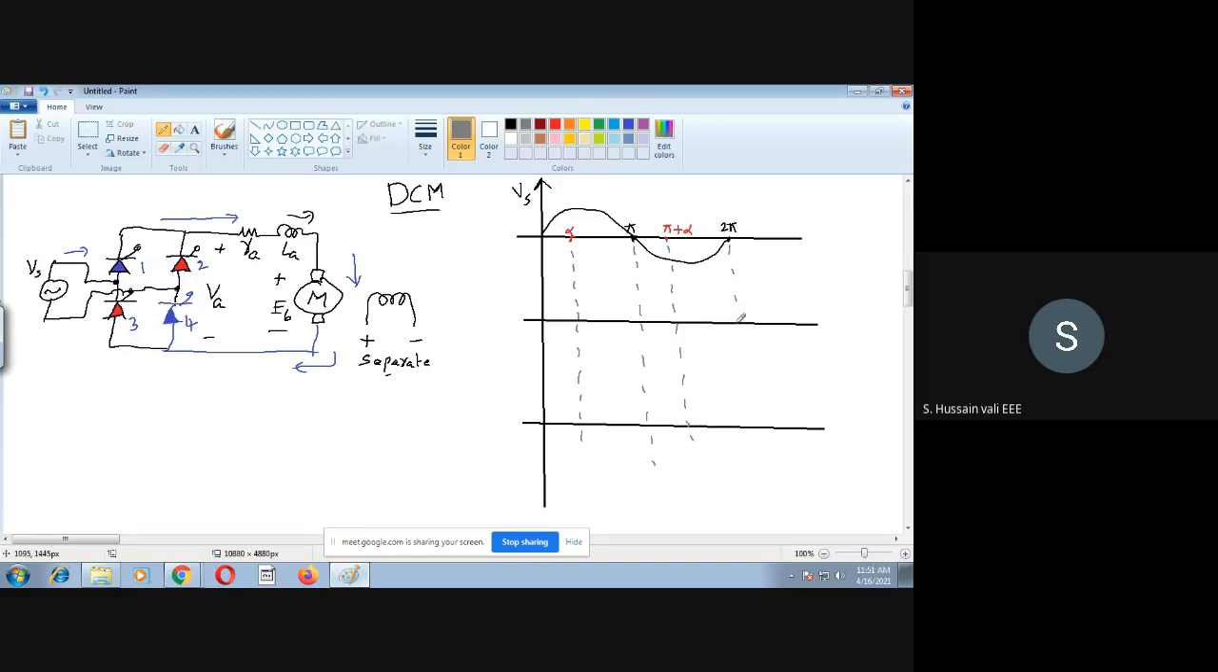So all the instants we'll take. Now remember it's a discontinuous conduction mode, so you know that the current will be discontinuous in some duration. That we'll see what happens here. At alpha, what we are going to do is trigger thyristors 1 and 4. When you trigger thyristors 1 and 4, the current will take a path through the motor and 1 and 4 on the source. So let alpha less than or equal to omega t less than or equal to, that I will complete later.